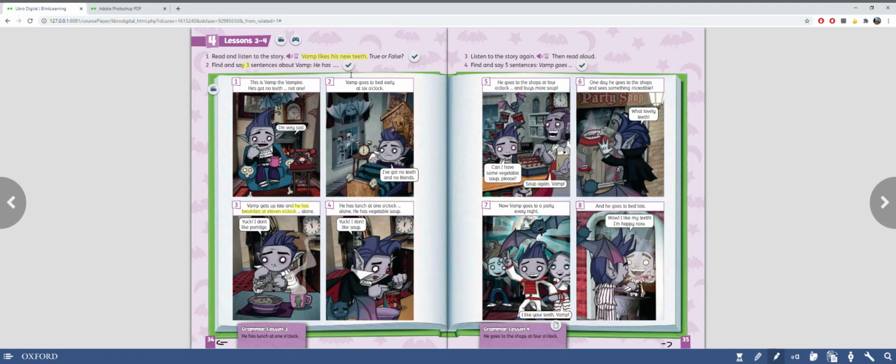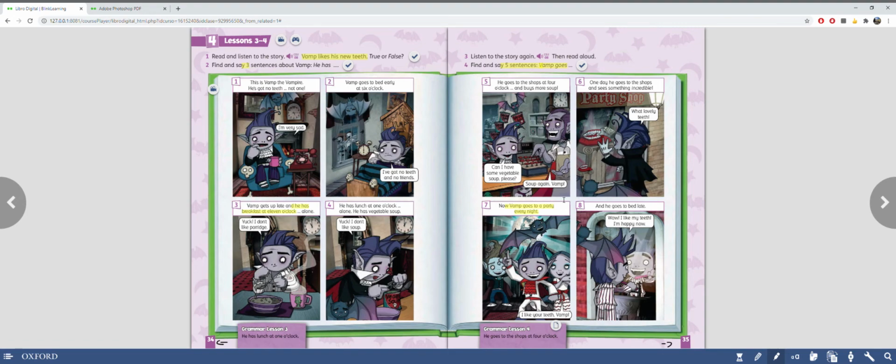That's all. Then we have to do the following activity. We need to find 5 sentences that contain Bump goes. Bump goes. So let's read this again and find the 5 sentences that contain Bump goes. For example, yeah, I saw one: Bump goes to the party every night. So there are 4 left. Can you find them?